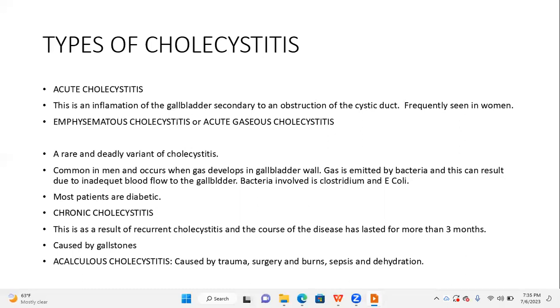Acalculous cholecystitis is a form of cholecystitis that is caused by dysfunction of gallbladder emptying. Acalculous cholecystitis is caused by severe trauma or burn, surgery, long-term starvation, sepsis, and dehydration. Underlying diseases such as cardiovascular diseases and diabetes may also cause acalculous cholecystitis.